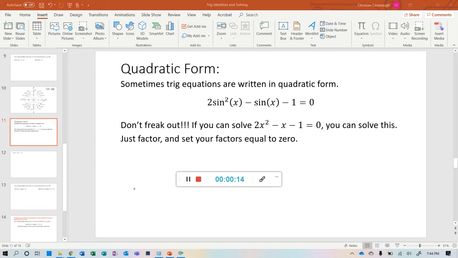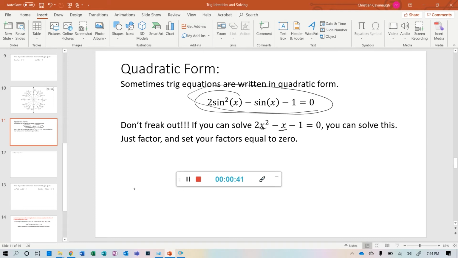So, what we're looking at now is the quadratic form of trig equations. So that means we have a 2 sine squared x minus a sine x minus a 1. Basically, in the quadratic form, you're always going to have the trig function squared and the trig function by itself. But instead of thinking of it as a trig function, just think of sine squared x as x squared and sine x as x, then we can solve it like a regular quadratic equation, which you already know how to solve.